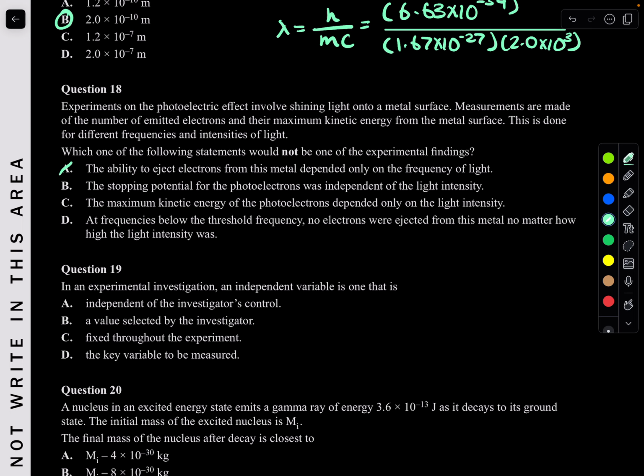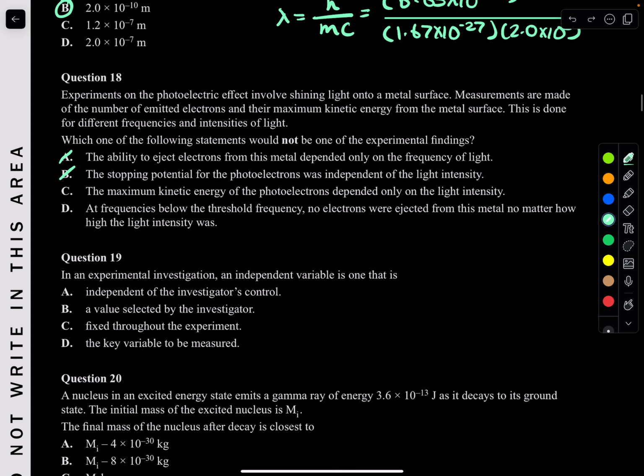B, the stopping potential or the stopping voltage for the photoelectrons was independent of the light intensity. Correct. It is independent of the light intensity. The stopping voltage only depends on the frequency. C, the maximum kinetic energy of photoelectrons depended only on light intensity. Wrong. Remember, the maximum kinetic energy of photoelectrons is only dependent on the frequency, not the light intensity. Here is wrong, they said dependent. So I would put C as our answer, but let's look at D also.